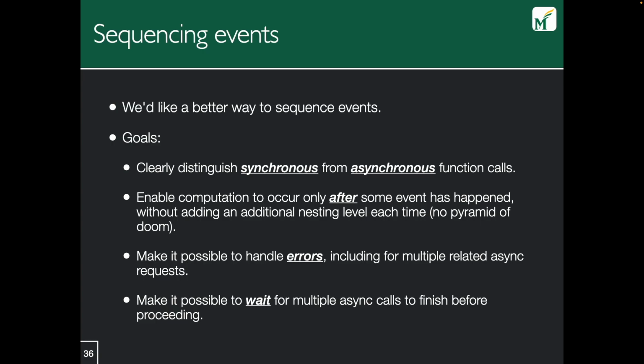So we have a couple of goals with these language features. The first is we want to be able to clearly distinguish what is synchronous code and what is asynchronous code, because this will help us reason about it in a way that's a lot more straightforward. Second, we want to enable some synchronous computation to occur only after some event has happened, without needing to go through crazy nesting of code, and I'll show some examples later in class of this. We also want to introduce some ways to better handle errors, and maybe even have error handling to the point where we either retry things or go down different execution paths, things like this.